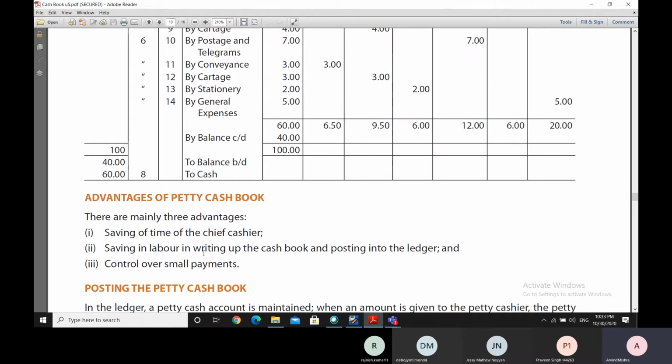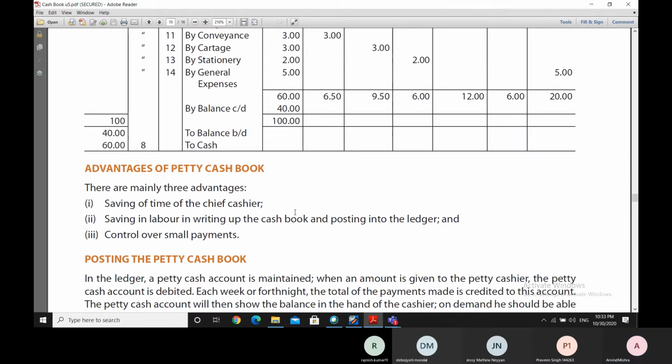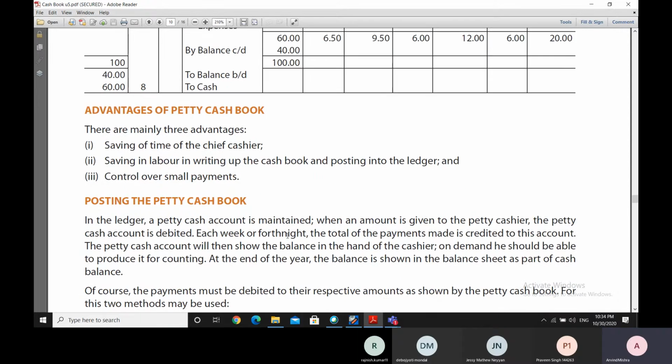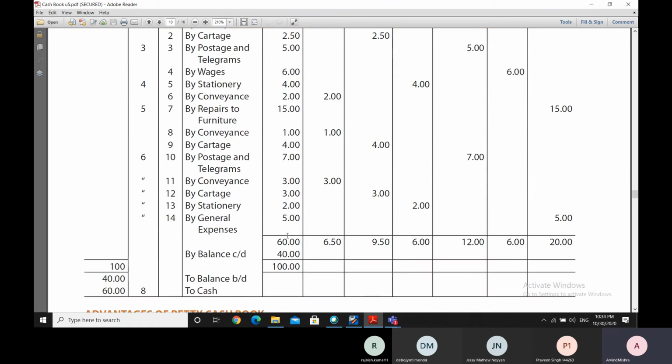Now, what are the advantages of having a petty cash book? One advantage is that we are saving the time of the chief cashier. Otherwise, the chief cashier would be busy writing very, very small amounts. We are also saving the labor in writing of the cash book and posting into the ledger every small amount, because here we will not post every small amount, but rather we will post a consolidated amount. In this way, we get more control over small payments, because too many small payments can lead to too much payment. So we are able to control the small payments by maintaining them here in a petty cash book.